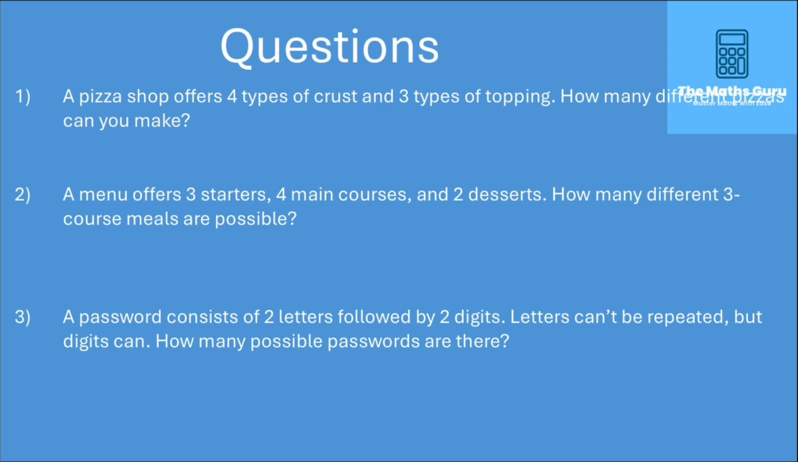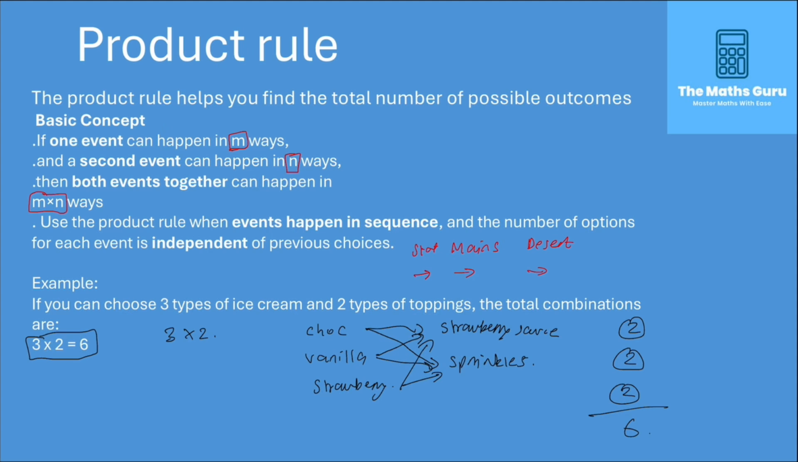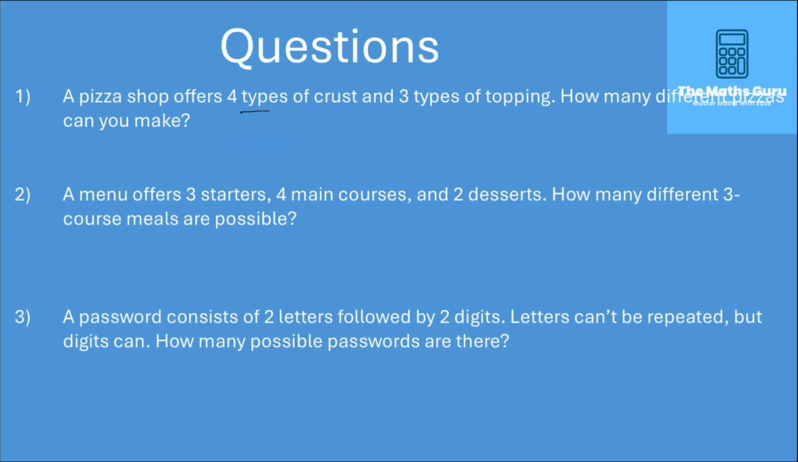Moving into some questions now, it tells us that a pizza shop offers 4 types of crust and 3 types of toppings. How many different pizzas can you make? From our definitions, we have our first event, which is 4 types of crust in m different ways, and 3 types of topping in n different ways. So the amount of different combinations you can have altogether is m times by n, which is going to be our 4 times by our 3. Hence, we have 12 different ways we can make our pizza.